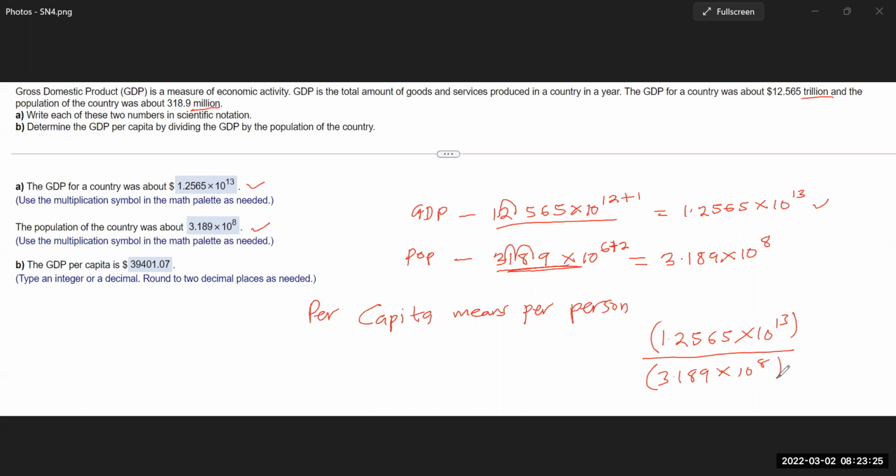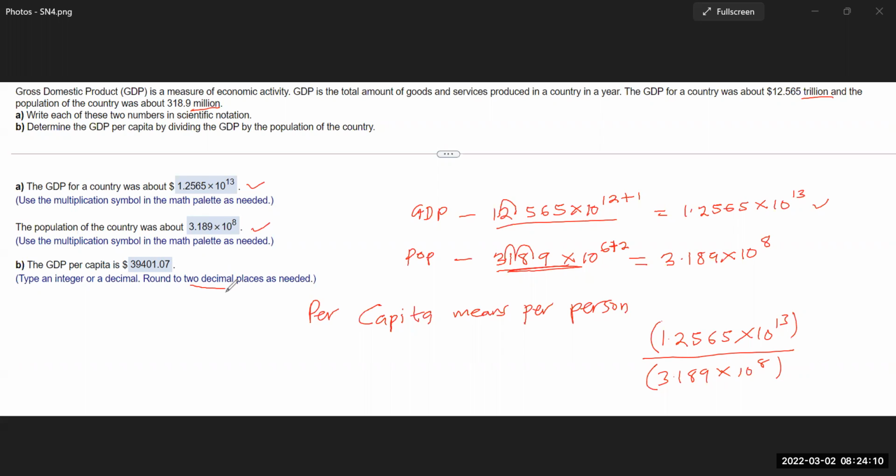So introduce parentheses on your calculator, do 1.2565 times 10 exponent 13, close the parentheses, divide by, introduce parentheses, 3.189 times 10 exponent 8, and then close the parentheses. All right, and that gives you 39401.066, but it says you should round to two decimal places. So therefore that becomes 0.07. Is that okay? So that's exactly what you do for this problem.